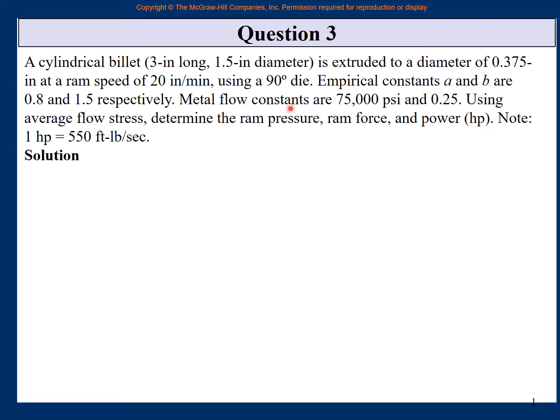And one very critical thing is there: empirical constants A and B. Now you see, in extrusion, we told you that there is the ideal work, the redundant work, the friction work, and so on. And because we don't have any direct mathematical equation at your level for redundant work and friction work, we can use an empirical, experimental formula, which is A plus B ln something. That is the formula this time.